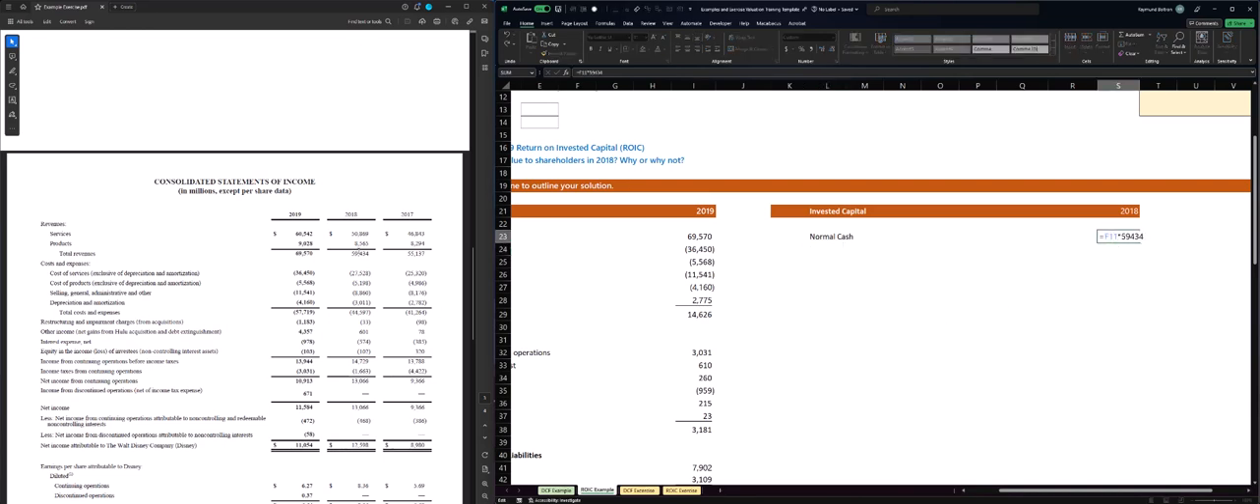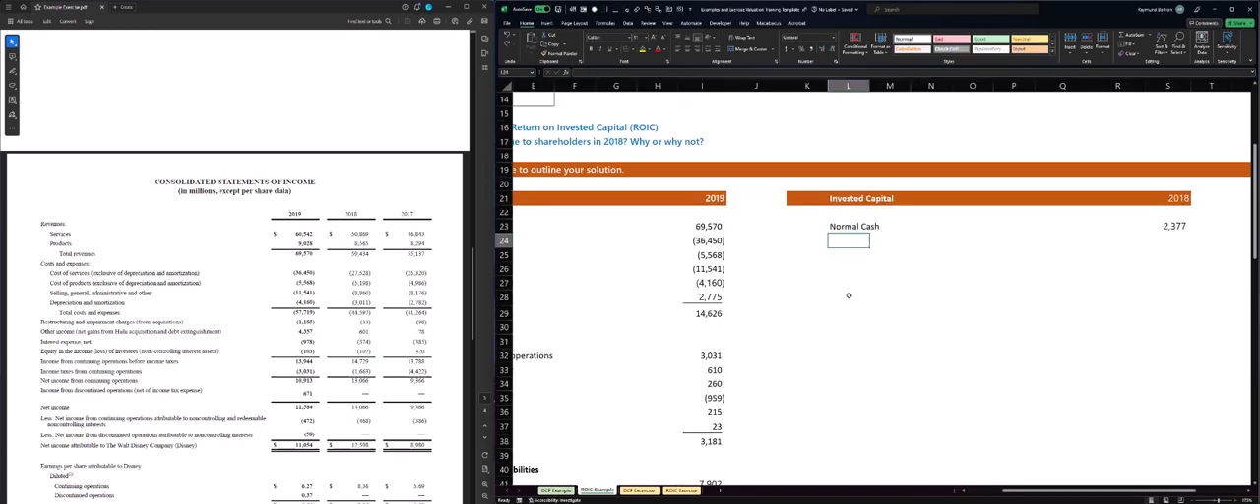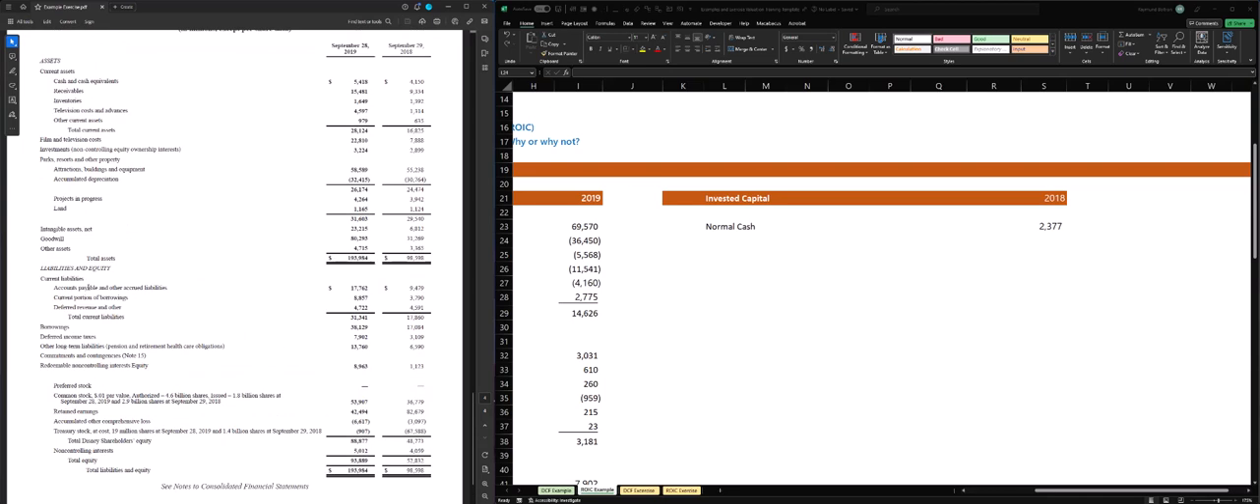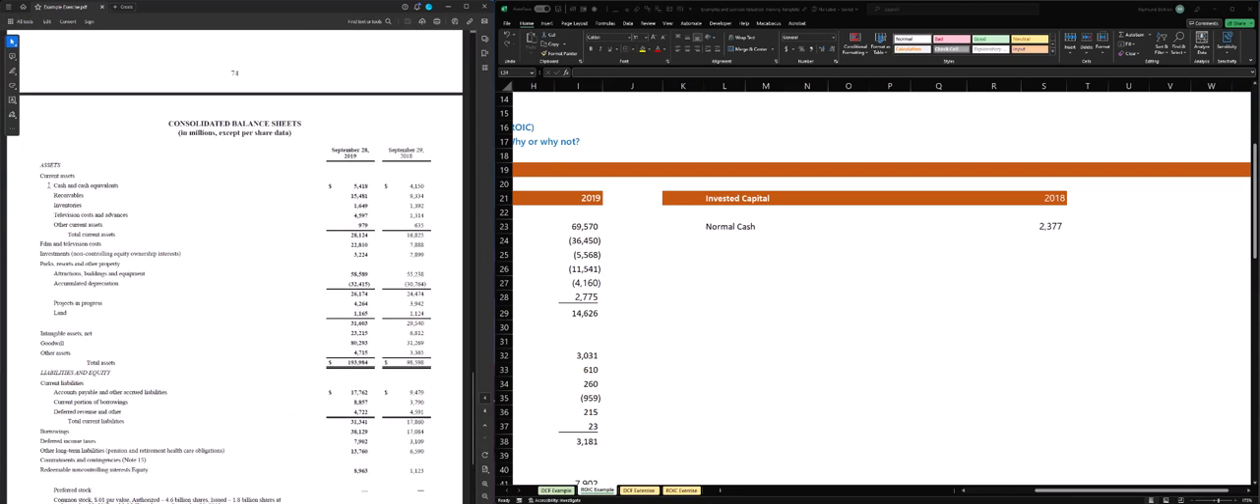4% of the 2018 total revenues. Okay, good. What's next? Let's go back to the balance sheet. So cash, we took the normal cash already. So receivables. Let's start with receivables. Is that part of the business? Of course. Inventories, is that part of the business? Of course. And then we're just gonna take the 2018 numbers.